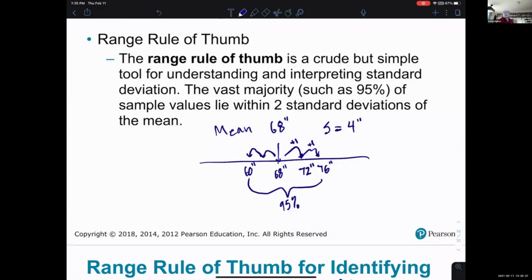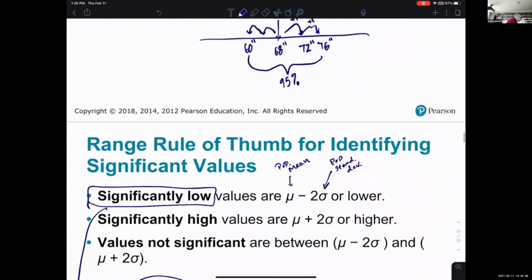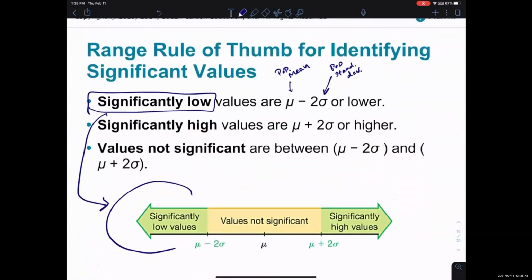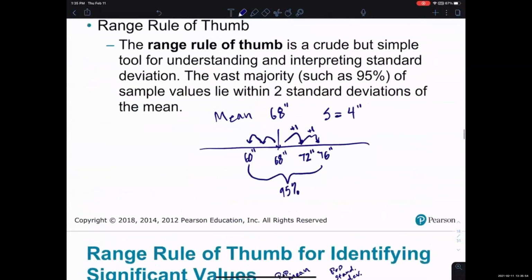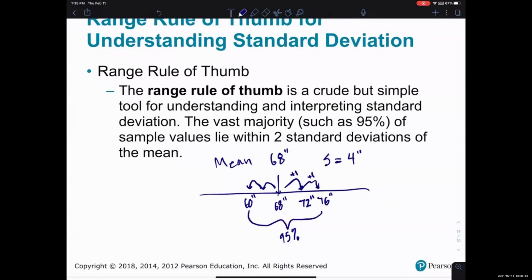And similarly, they're significantly high if they were 76 inches or taller. Mr. Willett? Yeah. Do we use S in your example because you only measured 100 kids instead of the entire population of DVC?